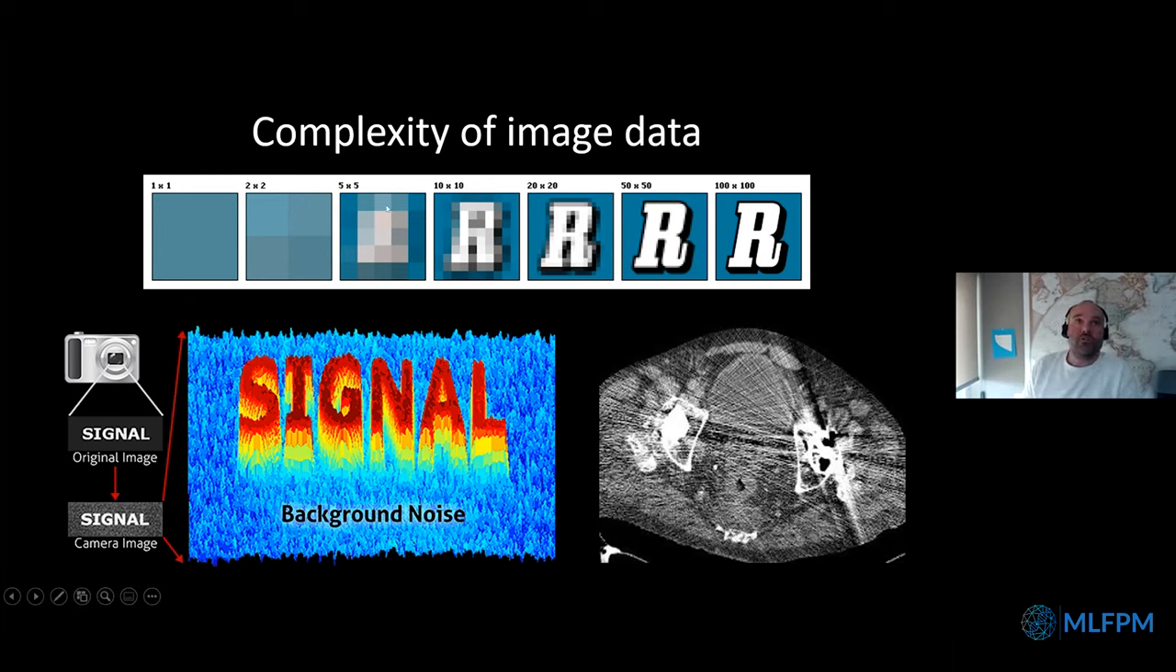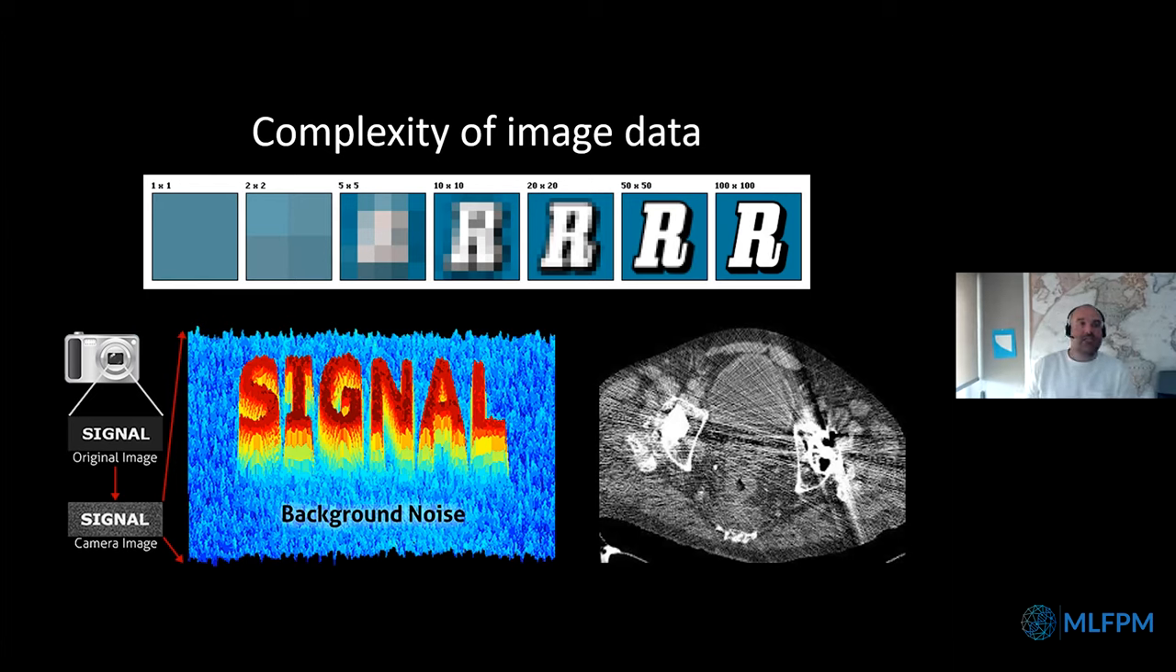For A, the resolution is too low, like the 5x5, so we don't see that the letter R is actually displayed. The advantage of increasing the resolution is that you have a sharper vision of, for example, the R in this illustration, but essentially also in medical imaging, a better delineation of the heart or the liver or other organs becomes possible if the resolution increases.